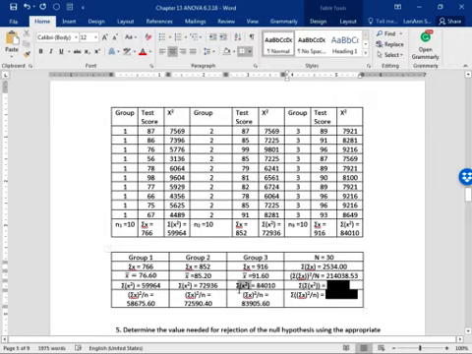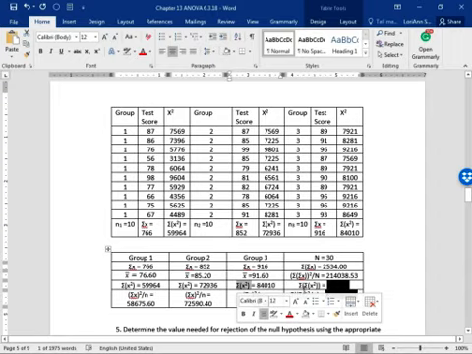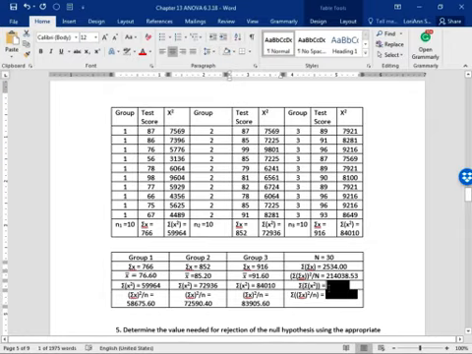Now I've got the summation of x squared here, right? So it's just telling me to add up each one of these numbers. So I add up those numbers, and when I do, I get this number.